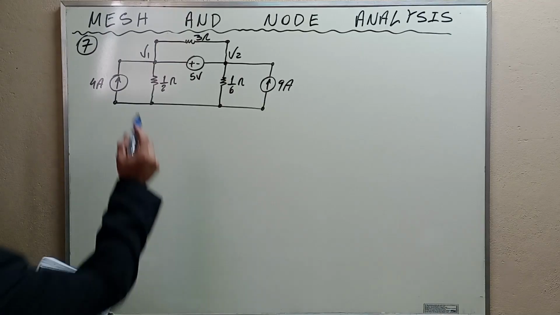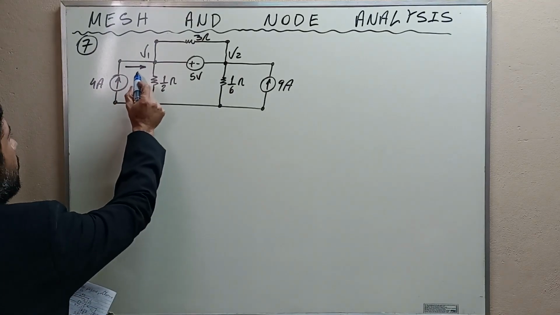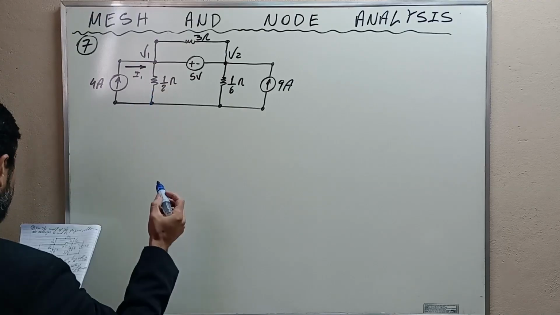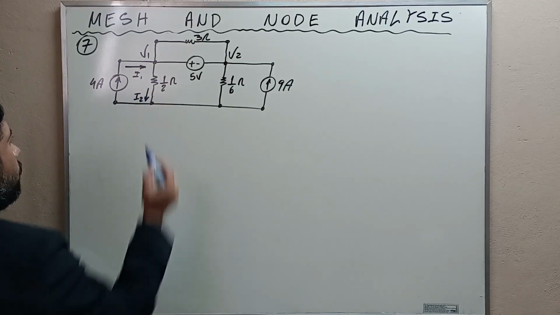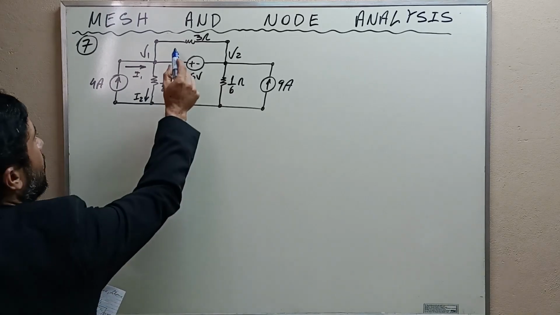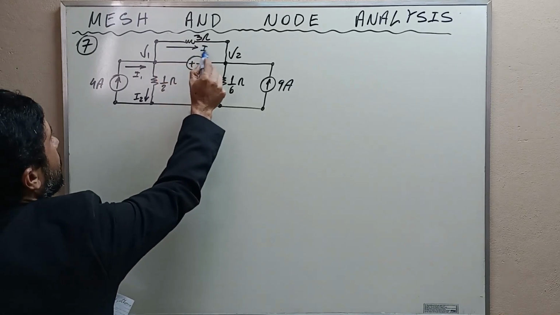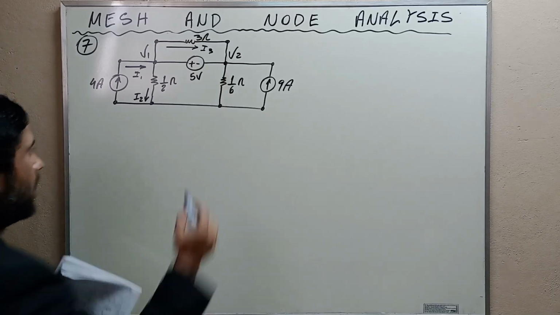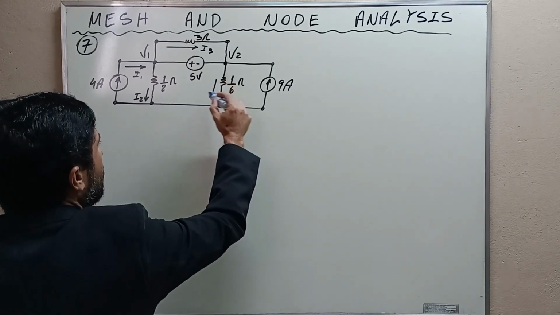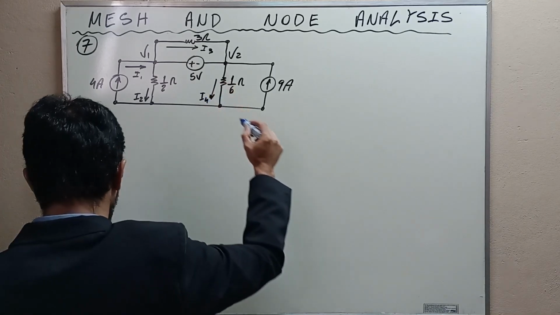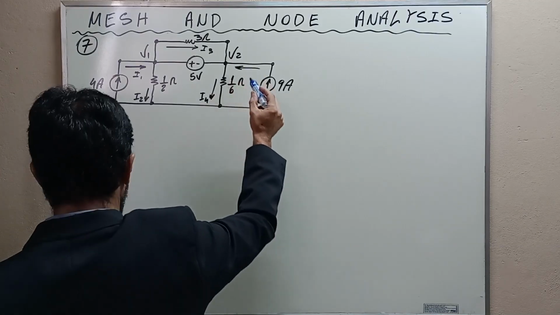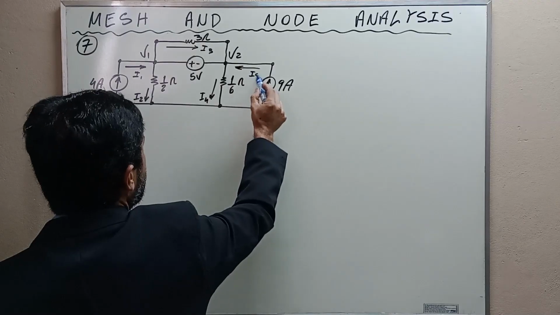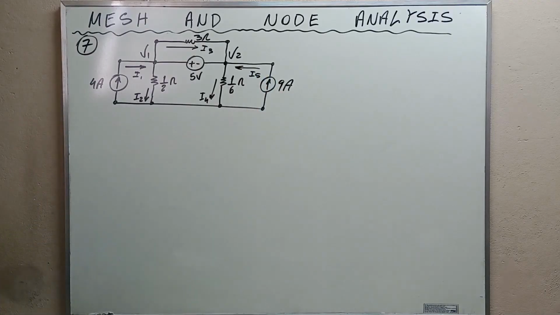Let's label this current here I1. Let's label this current here I2. Let's label this current here I3. Let's label this current here I4. And let's label this current here I5. Okay?